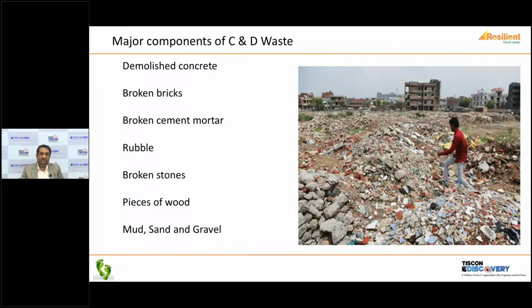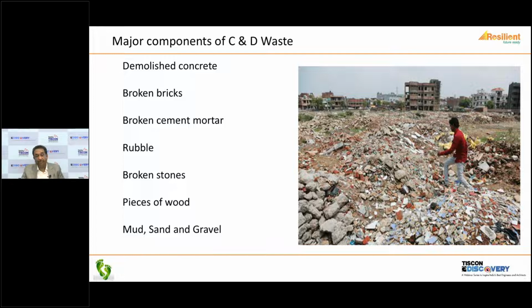The major components of C&D waste: this picture is a very good picture of telling you how a C&D waste dump looks like. So it's not just concrete. You can see concrete there, you can see bricks, you can see rubble, you can see gravel and mud and mortar, and also pieces of wood. So if you want to process this, then you need a proper facility.